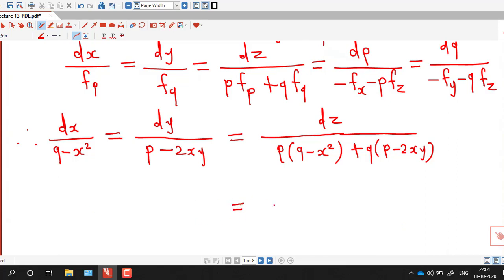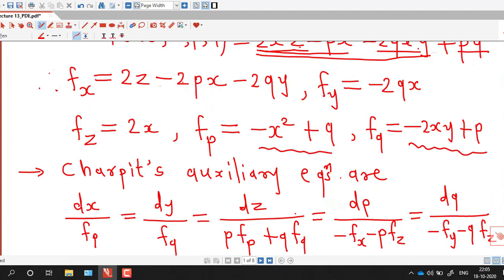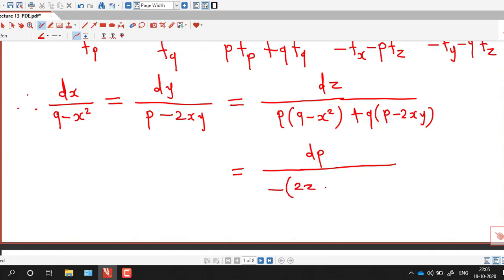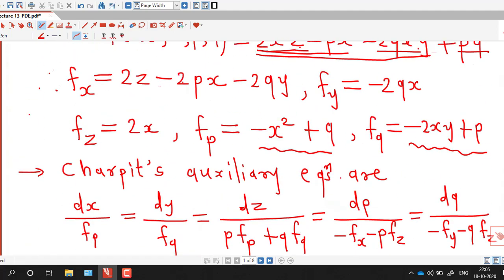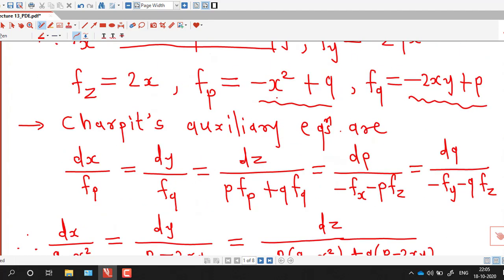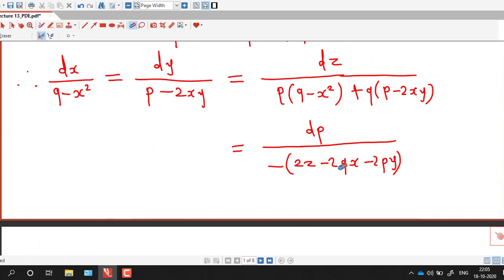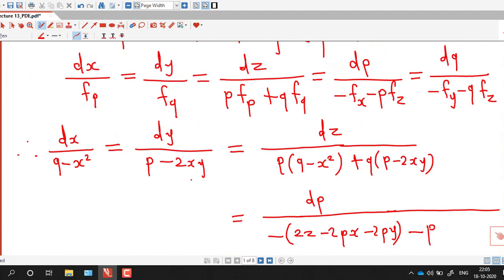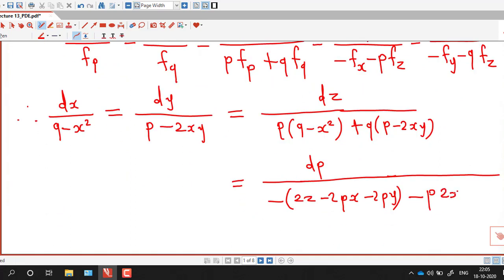Which is equal to dp divided by minus del f by del x. Del f by del x is 2z minus 2px minus 2qy. Let me check again. Del f by del x is 2z minus 2px minus 2qy. This is del f by del x and we take its negative, then minus p into f_z. Del f by del z is 2x, so here we have p into 2x.